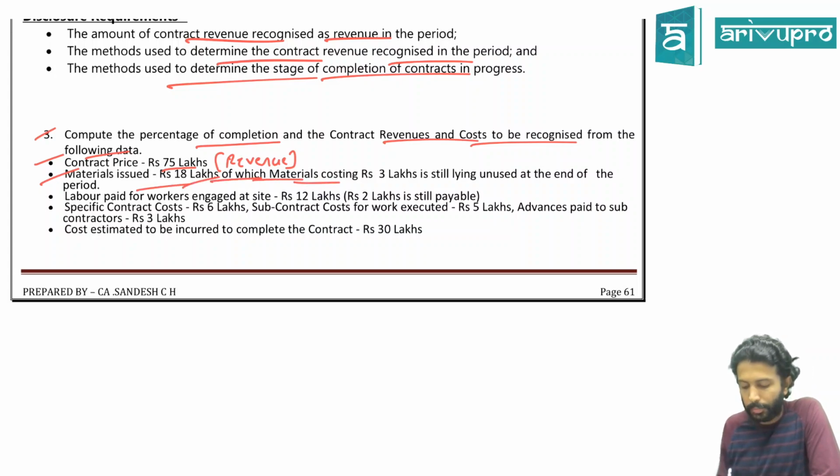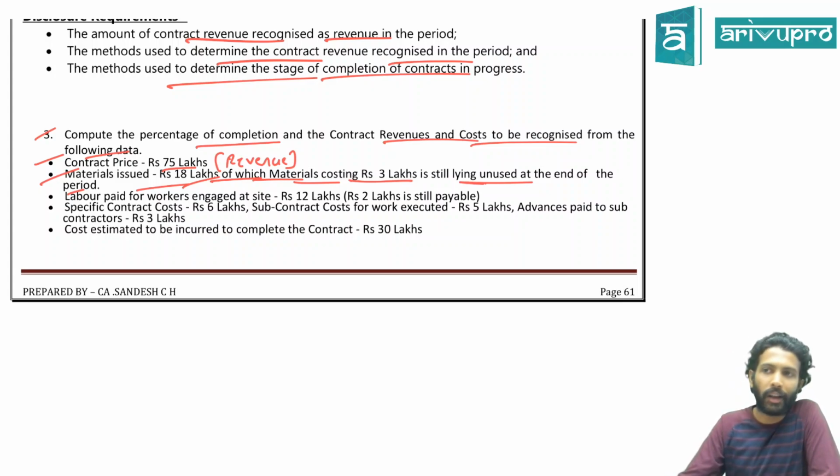18 lakh, of which material costing 3 lakh is still lying unused at the end of the period. Probably we are constructing some tangible asset. For that we require some materials. We ordered materials worth 18 lakh, but out of that only 3 lakh is still unused. That means it is there in my godown. So how much material have I used for construction? 15 lakhs.